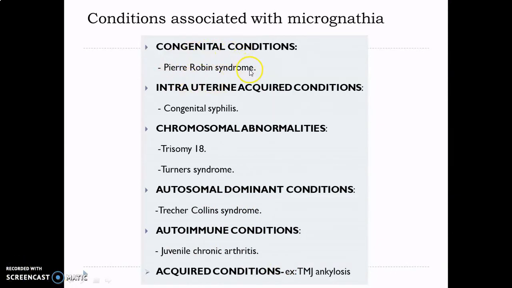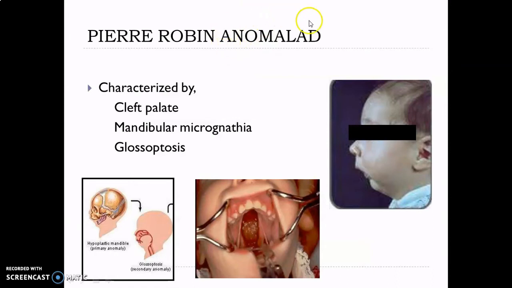I will discuss Pierre Robin syndrome and Treacher Collins syndrome to you. Pierre Robin syndrome is no longer known as a syndrome, it's known as Pierre Robin anomalad. I will tell you what is the difference between an anomalad and a syndrome. Now, Pierre Robin anomalad is characterized by cleft palate. As you can see in this image, there is a wide palatal cleft, mandibular micrognathia, that is an underdeveloped mandible as you can see here, and glossoptosis. Glossoptosis means a backward or posteriorly positioned tongue.